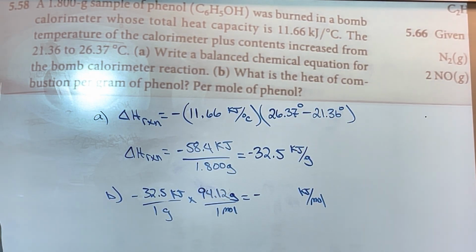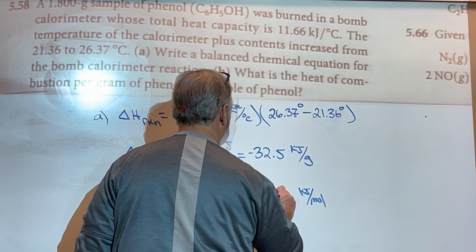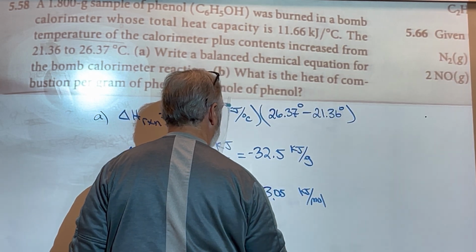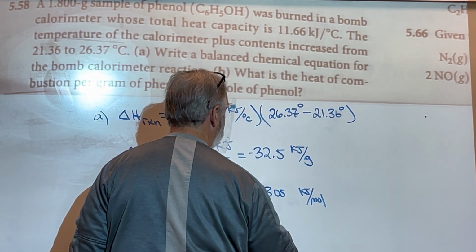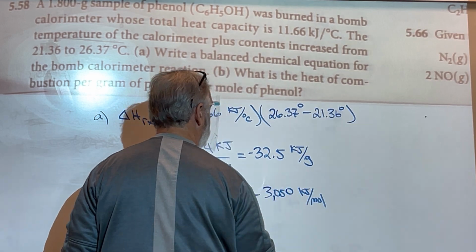Negative 3.05 times 10 to the third. Oh, so times 10 to the third, so 3,050 kilojoules.